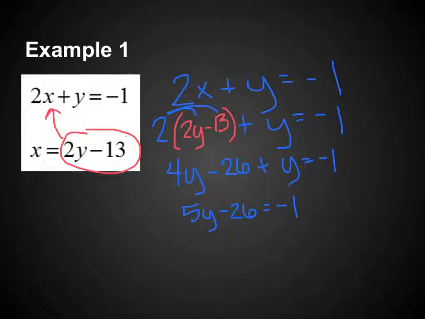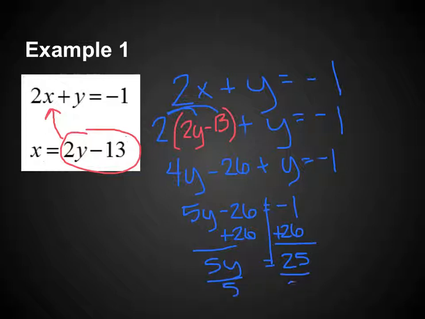Now as we solve for y, we're going to add 26 to both sides because we need to get the y by itself. So we're going to add 26 to the left and the right. We get 5y equals 25. And when we divide by 5 on both sides, we find that y is equal to 5. So we found the y value for our ordered pair.